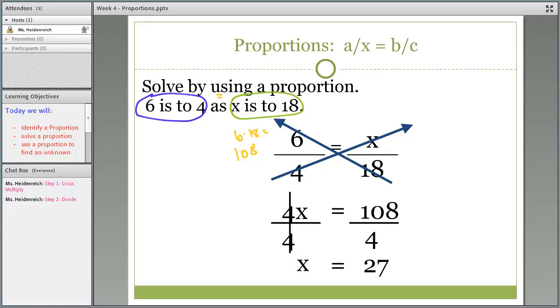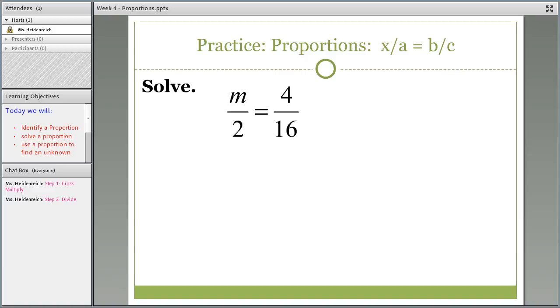Okay, so I have one more proportion for you to try. And so I'd like you to pause the recording right now and try this one out on your own.